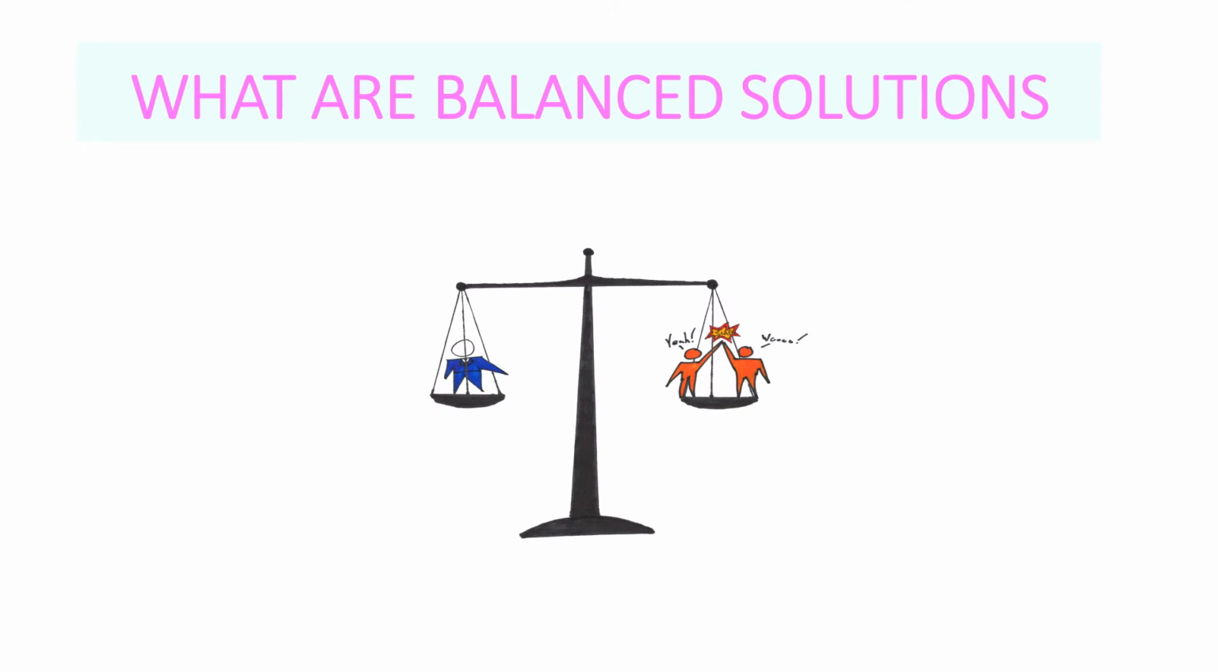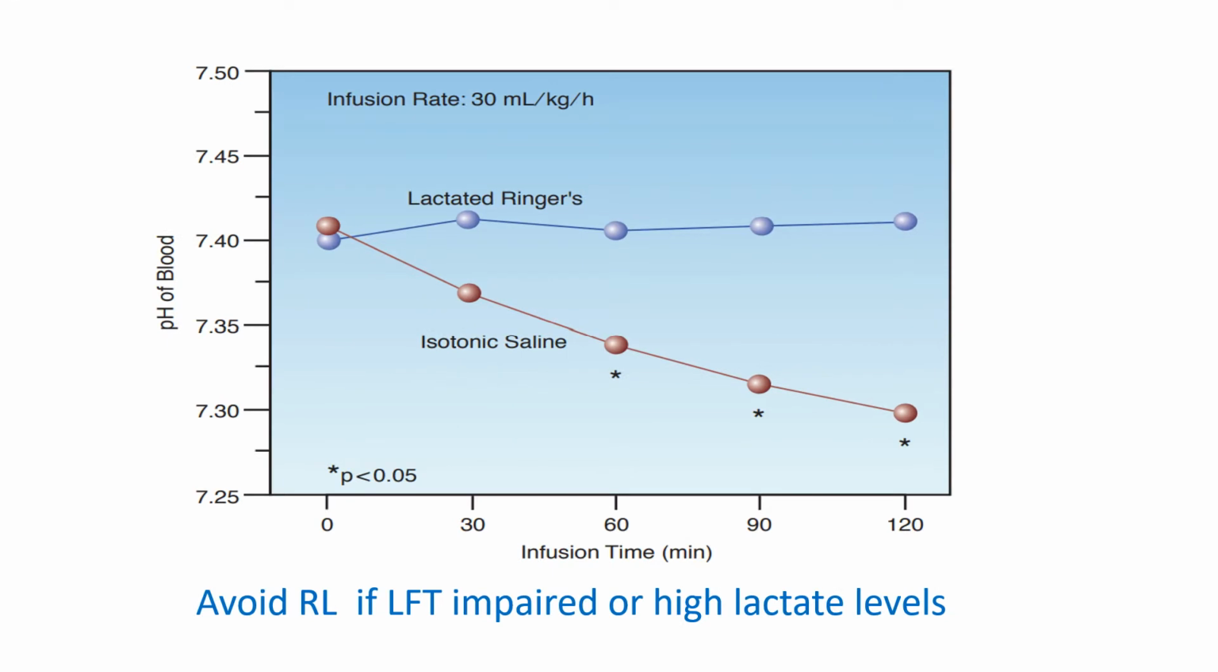So what are balanced solutions? I think you have understood what is meant by balanced solutions. This is to show you the acidity caused by infusion of isotonic saline. 5 liters of saline was infused over 2-3 hours, and you can see the drop in pH. And when you give Ringer's lactate, the pH remains the same.